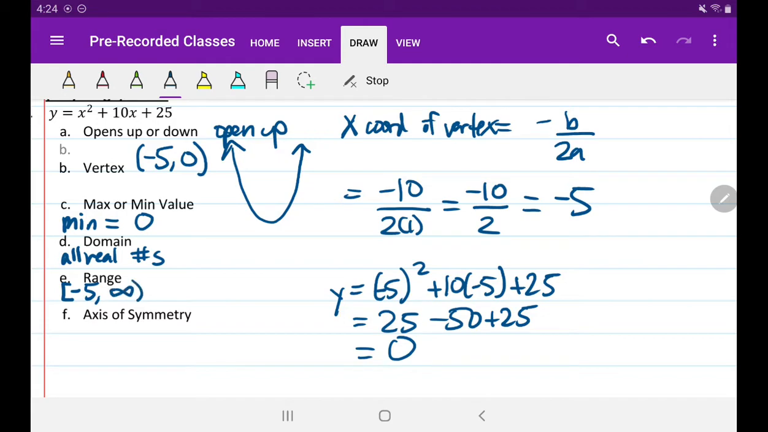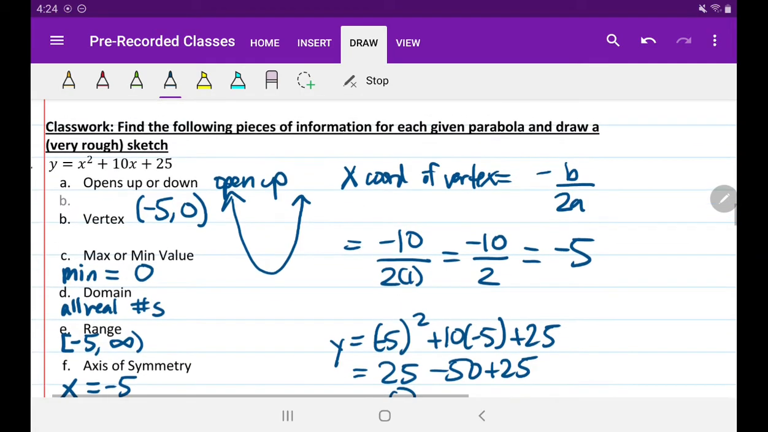Okay, and then the axis of symmetry, that's the same as the x-coordinate of our vertex, and we can say that's just x equals -5. So you see, the hard part was finding the vertex, and then from there, we just go ahead and we can use that to pull out all these other pieces of information.